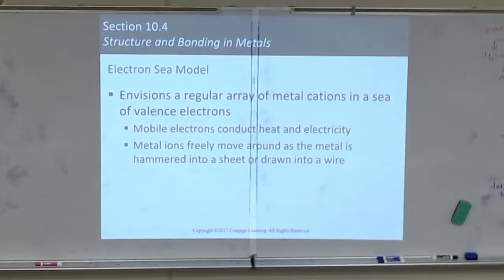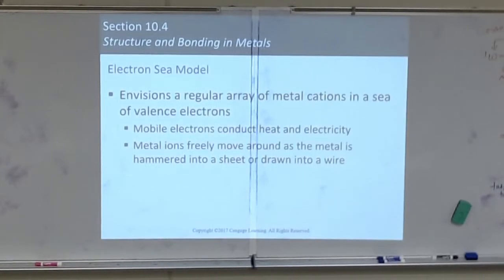So there we go. Speaking of which, there's our electron sea model. This is a regular array of metal cations in a sea of valence electrons. There's a picture coming next. These mobile electrons are what conducts heat and electricity. As I hammer it, these metal ions simply move around and the electrons hold the cations together. That's different than if I had, say, a block of sodium chloride and I hit that with a hammer. What happens? It breaks. And why does it break?